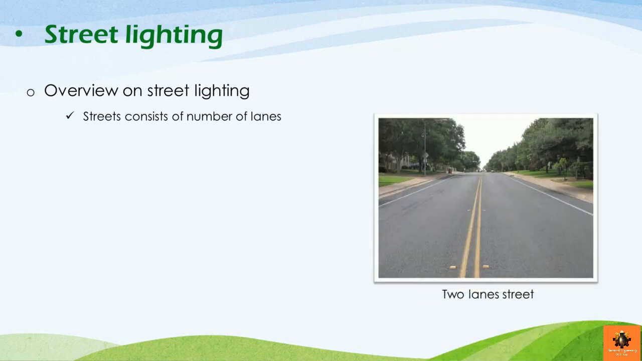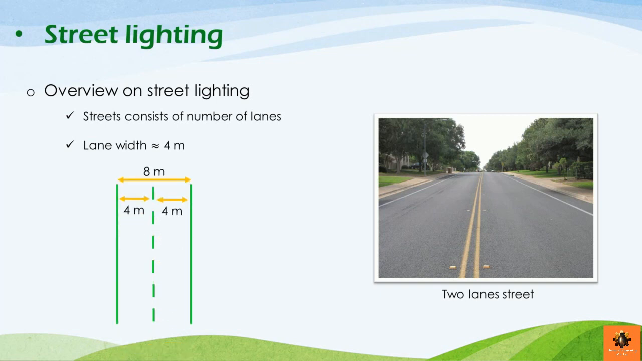For example, this is a street with two lanes. As you see, we have two tracks that the cars can move through, and they are separated by this yellow guide line which separates the two lanes from each other. The standard width of each lane of the street is 4 meters, and this means that if we have a street that consists of two lanes, the total width of this street will be 8 meters, as each lane has a width of 4 meters. So the total width will be 4 times 2, which is 8 meters.